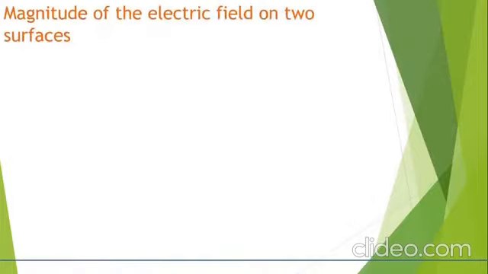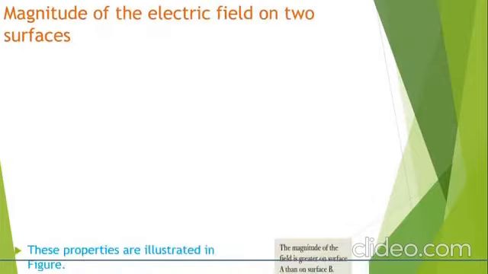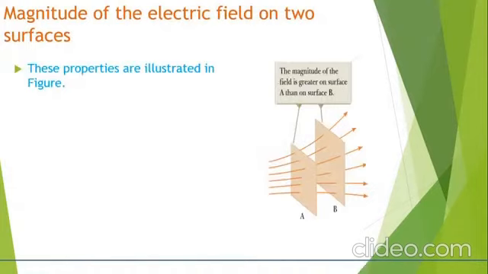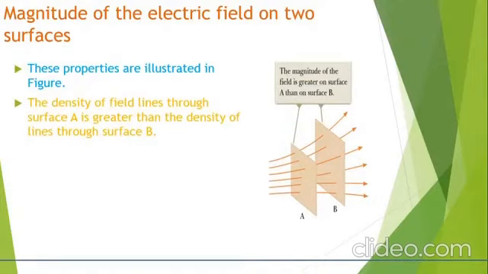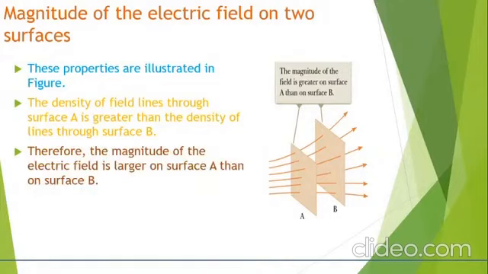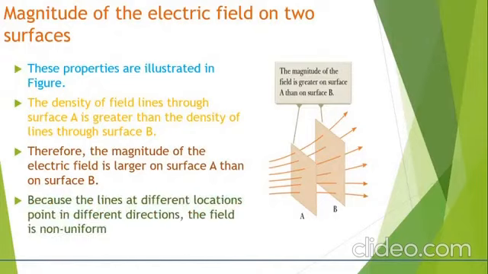Now we'll see the magnitude of the electric field on two different surfaces. As we can see in this figure, there are two surfaces, surface A and surface B. Here the density of the field lines through surface A is greater than that of surface B. So the magnitude of the electric field is larger on surface A as compared to surface B. Furthermore, the field is non-uniform here because the lines at different locations point in different directions.